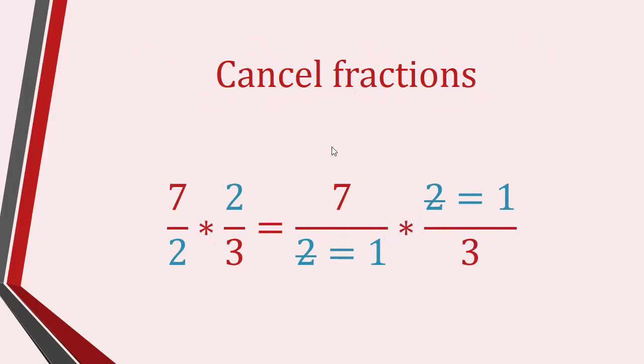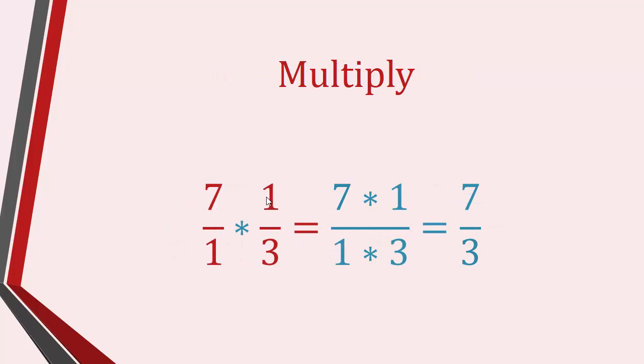Now we are going to cancel the fractions. 7 over 2 times 2 over 3. 2 into 2 equals 1. 2 into 2 equals 1. So that is cancelled. Then we are left with 7 times 1, 7 over 1 times 1 over 3.